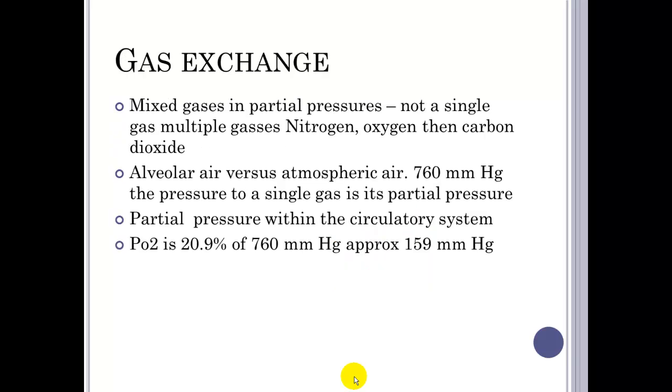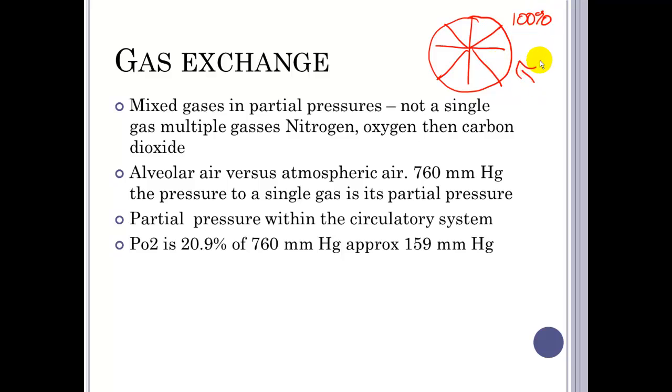Gas exchange. Mixed gases in partial pressures is how we look at this. Not a single gas, we have multiple gases. We have nitrogen, oxygen, and carbon dioxide. And if anybody's ever heard me refer to this before, it works like a pie. Each part of this is a specific gas, and that gas will interact. The whole pie would be 100%.